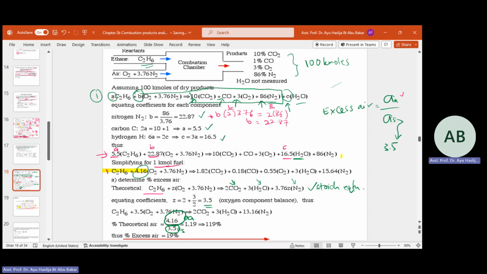Okay, sebab theoretical tadi yang kita cari A stoic tu is the fuel used is 1 kmol. So kita dapat A stoic kan? So untuk nak dapat A actual, kita mesti samakan the fuel. Baru kita boleh compare. Okay, so the actual one pun kita jadikan 1 kmol. Then only we can compare the A value. So that's why the actual over here, then divide by 5.5. You dapat 1 kmol of fuel.